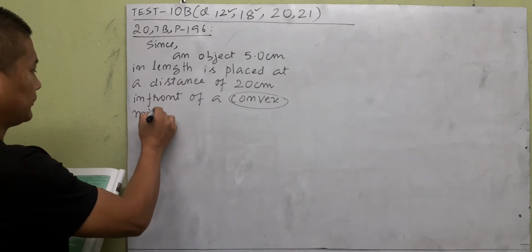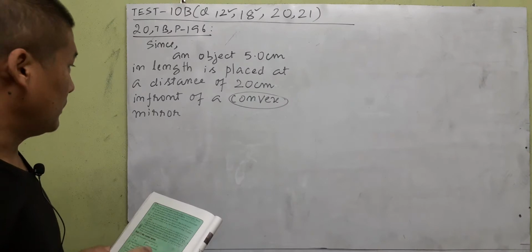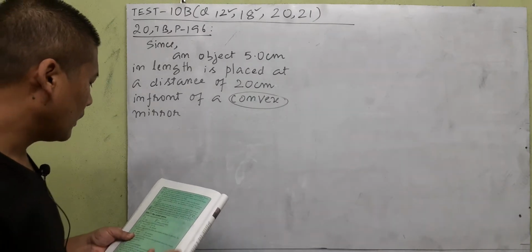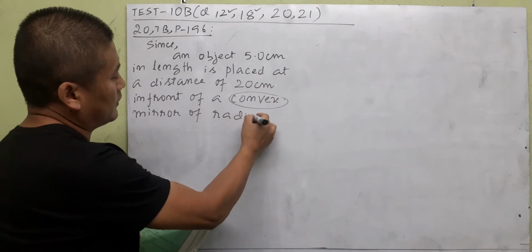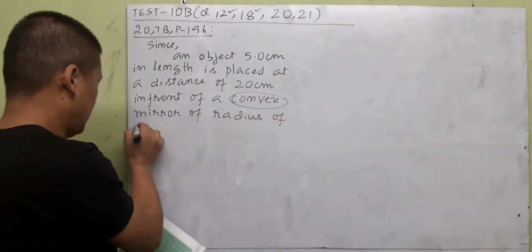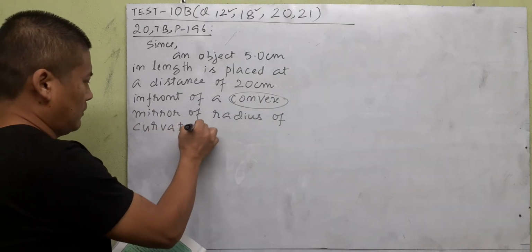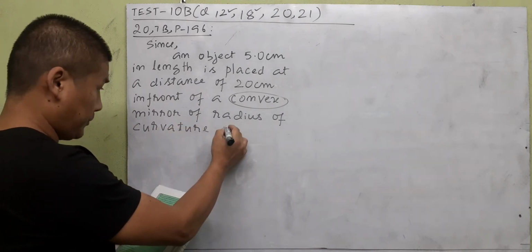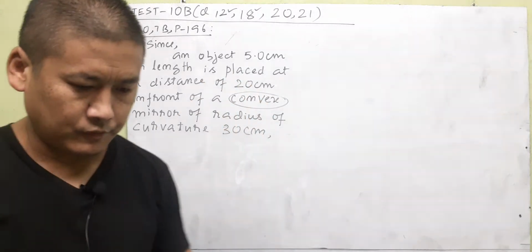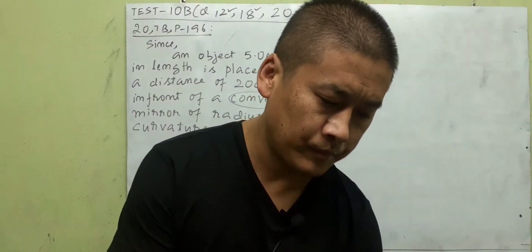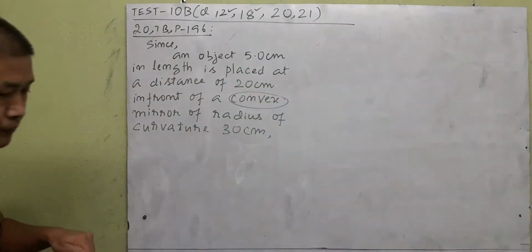Convex mirror, whether it is concave or convex, when we're doing numericals on mirrors, of radius of curvature 30 centimeter. This much is given. So with this we're going to solve the numerical. With the help of this statement, let us draw a diagram.